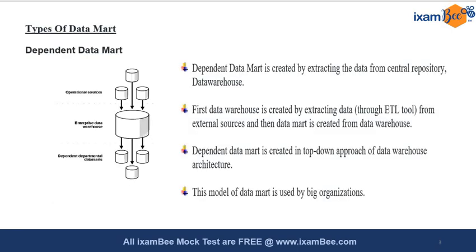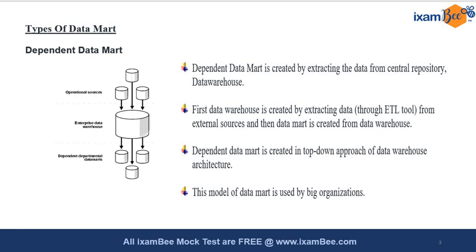After that, there are types of data mart. There are basically three types of data mart. The first one is the dependent data mart, the second is the independent data mart, and the third is the hybrid data mart. The dependent data mart is created by extracting the data from a central repository of the data warehouse. So there will be one repository from which the data will get extracted and all the data marts will get created, as you can also see in the image.